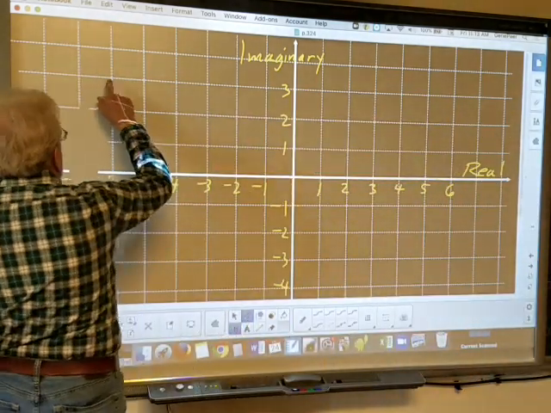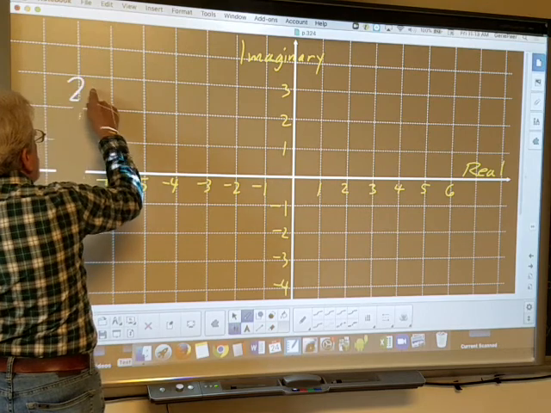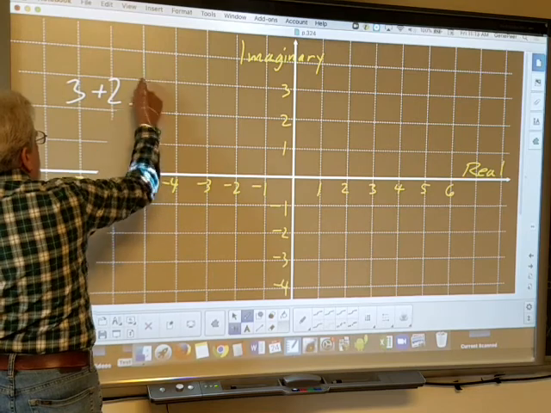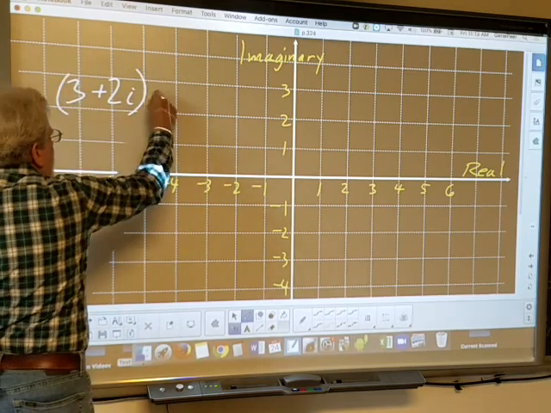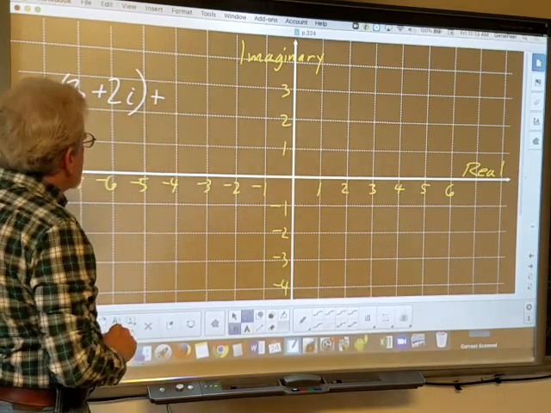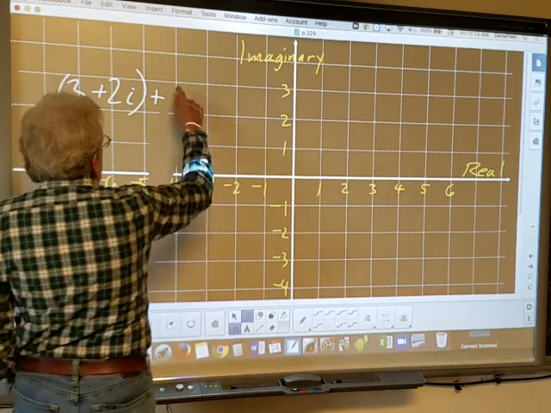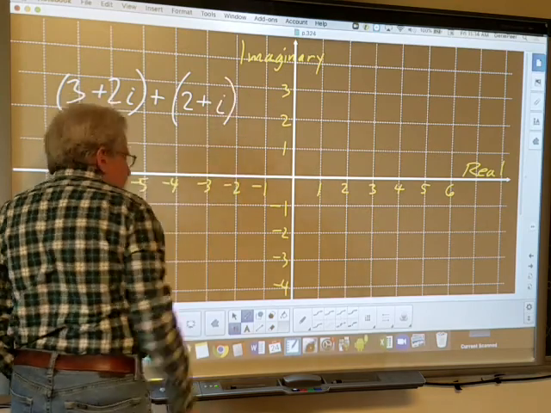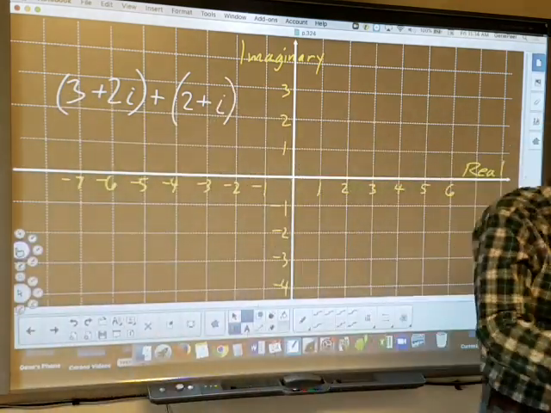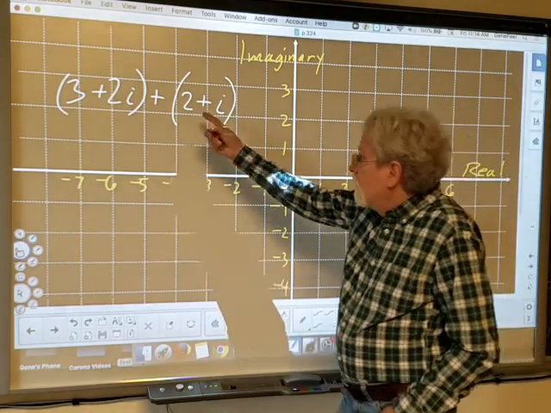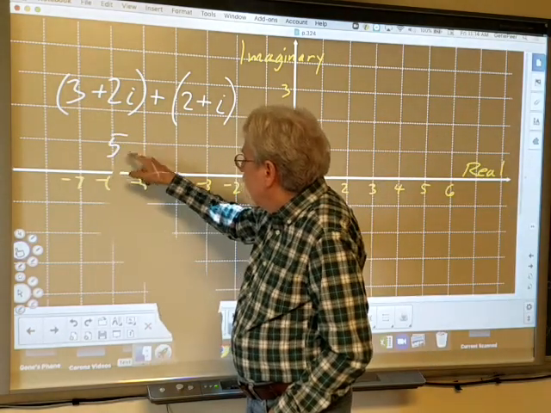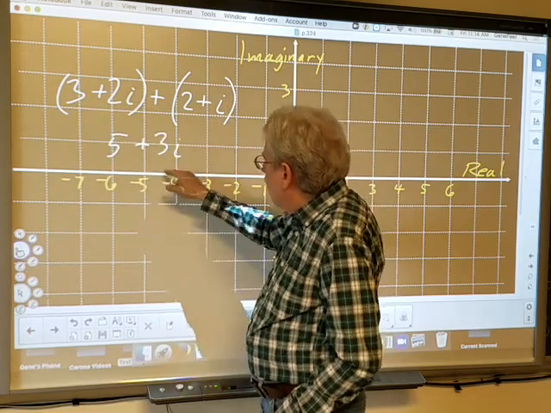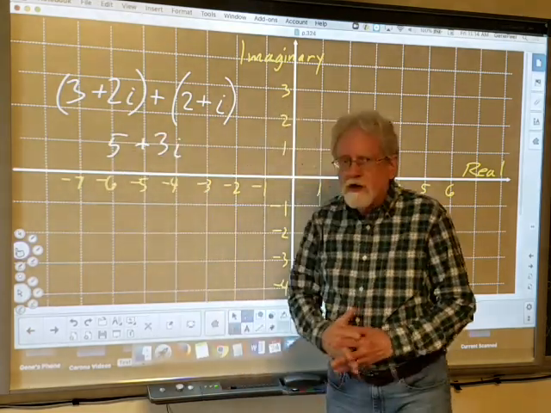How do you do 3 plus 2i, and let's add to that 2 plus 1i. All right, that's simple enough, right? We've done these. Just add the real parts, that's going to be 5. And add the imaginary parts, 2i plus 1i is 3i. We get the complex number 5 plus 3i.